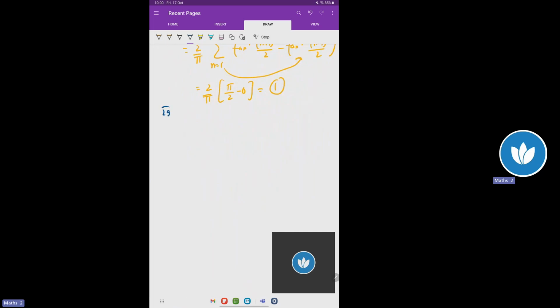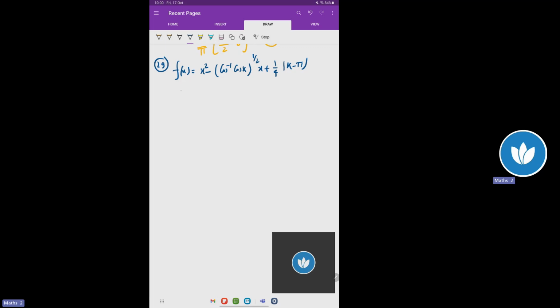Now let's move to next question, question number 29. In question number 29, we have a function x square minus cos inverse cos k raised to power half x is 1 by 4 mod k minus pi. Now what they are asking, this should be having two different solutions.